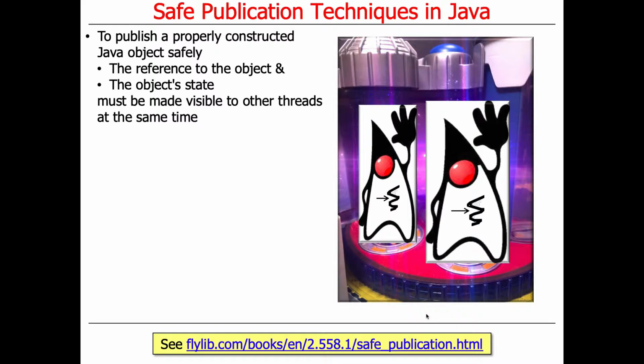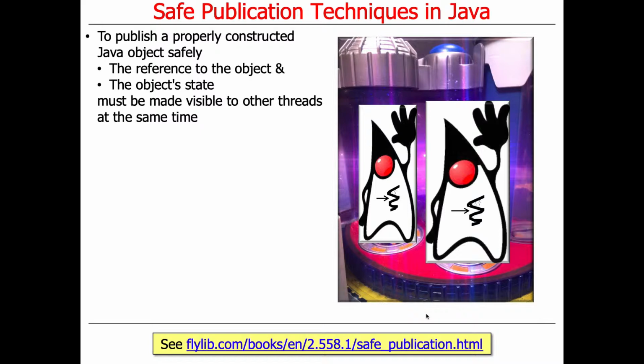So in order to publish a properly constructed object, in other words, one that doesn't have the this reference leak out during the construction process, in order to have a safely published, properly constructed object, two things have to happen. You have to have the reference to the object and the state of the object be made visible to other threads at the same time. They both have to be.